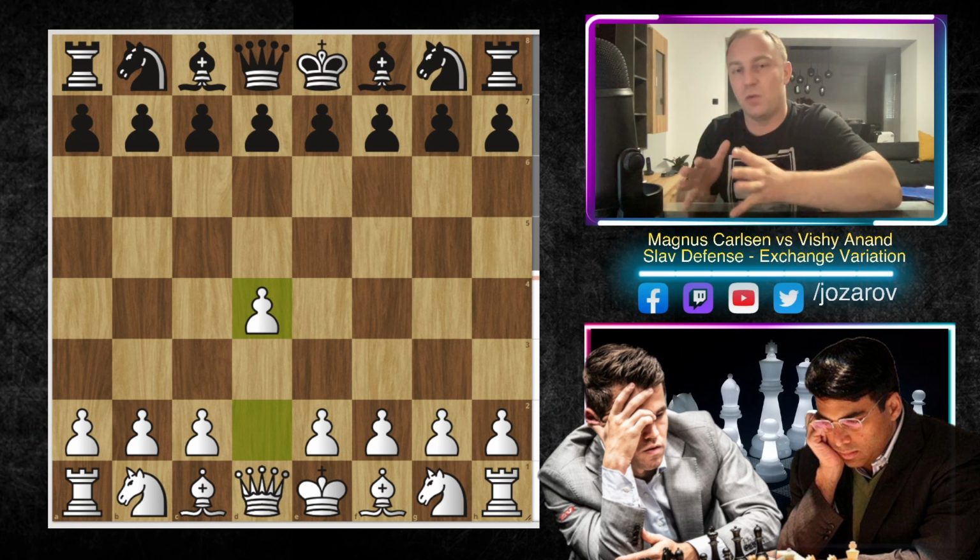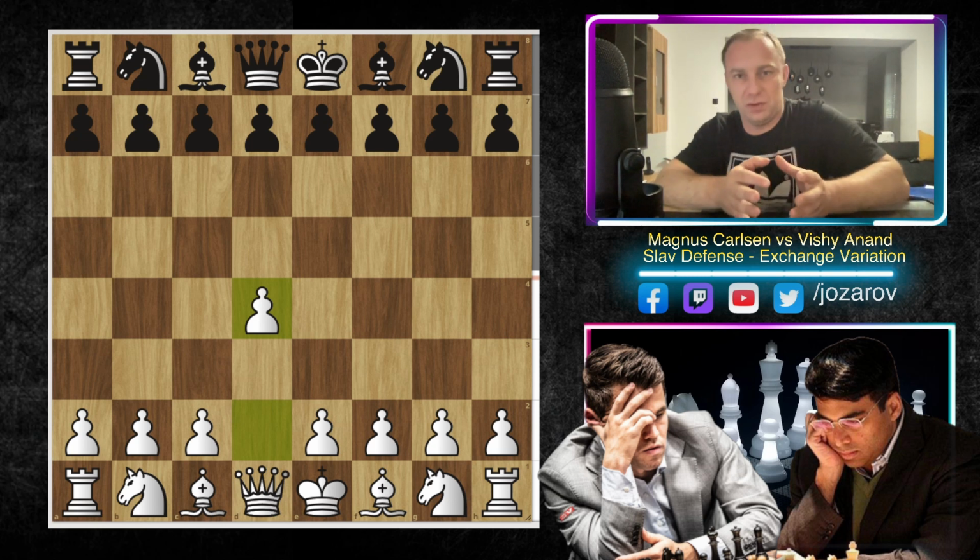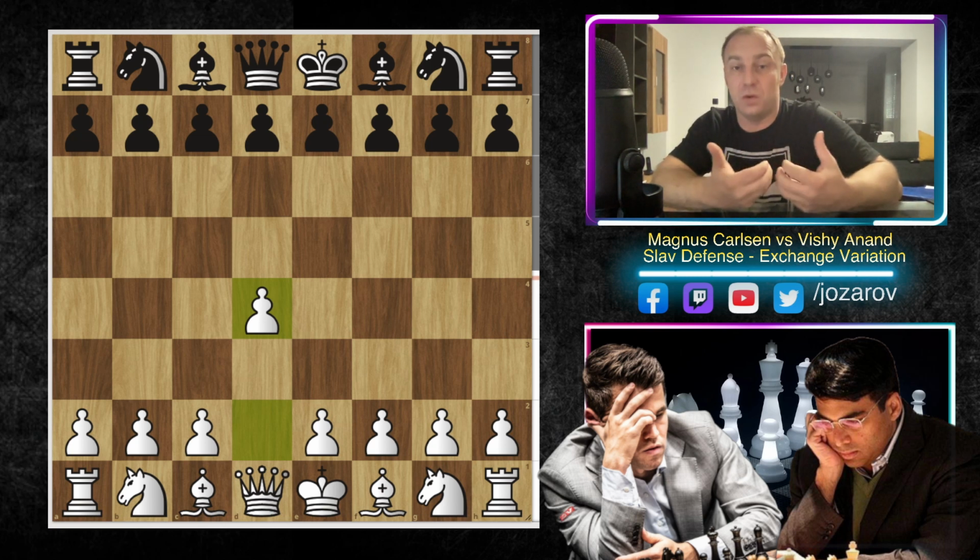But the most important thing is what I mentioned in my previous videos, that you should evaluate your knights also in this exchange variation, because actually the bishop pair is not so dangerous in the exchange variation of the Slav Defense. I think the knights are also perfect pieces.